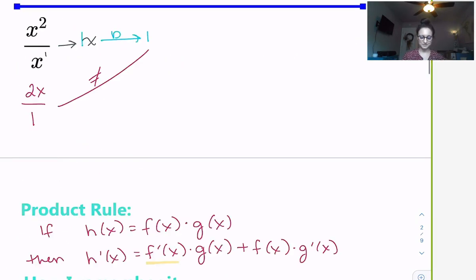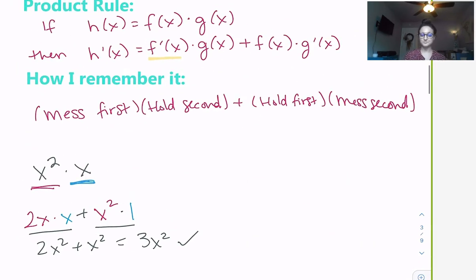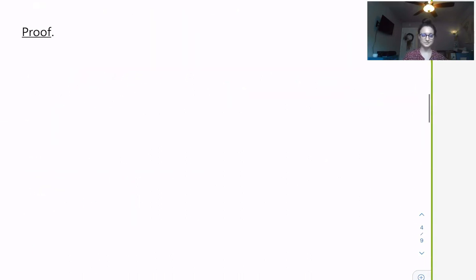All right, so let's go over the proof. All right, so you do not need to rewrite all of this.